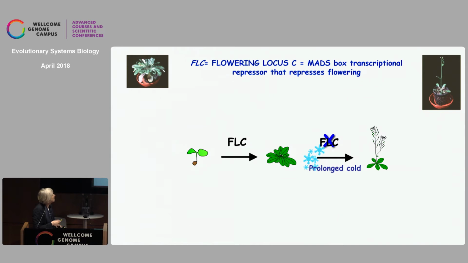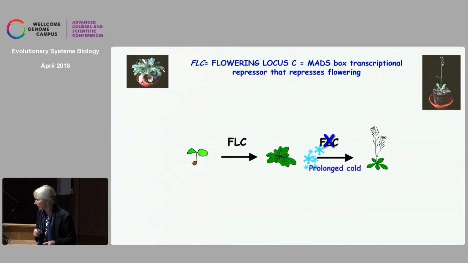And this one gene was a gene called flowering locus C, FLC, which is probably the topic of most of the rest of the talk. And it's the simple way of thinking about it. It's a brake to flowering. If the plant is expressing FLC, it stays vegetative.